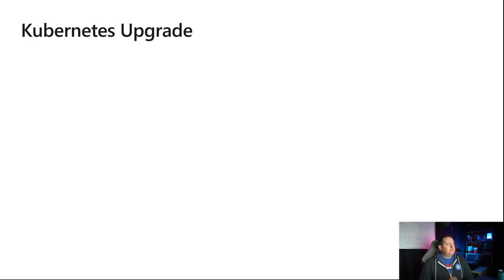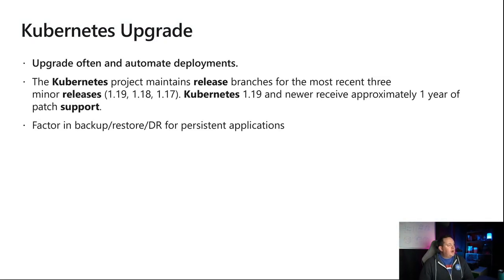When we look at updating and upgrading Kubernetes, this is one of the most important aspects, I'll say, because I see a lot of customers struggle with this because Kubernetes is a very fast-moving project. If you look at the Kubernetes project, it maintains release branches for the most recent three minor releases. So right now, 1.17, 1.18, 1.19. So if you're on Kubernetes 1.19, in approximately a year, that will end support for that actual release. New releases come out approximately every 3 months.